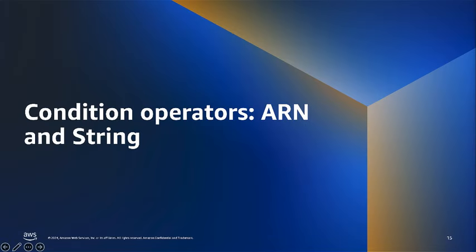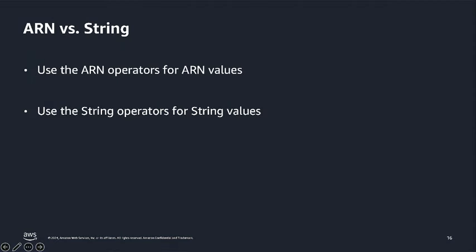All right, with that review aside, let's dive deeper into some of our condition operators, starting with the ARN and string operators. Let's start by stating what seems like the obvious. You should use ARN operators for ARN condition values and use string operators for string condition values. But this is for more than just feeling good about making our policies neat and readable. Let's take a look at an actual example that illustrates why this is important.